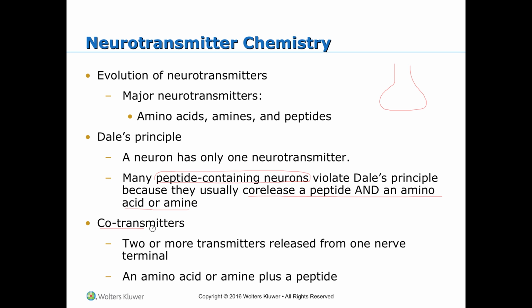Co-transmitters refer to two or more transmitters being released from one single nerve terminal. You can have an amino acid or amine plus a peptide, and that's usually the case. Another instance of co-transmitters is zinc, in glutamatergic neurons, which exist in the cortex. These are important particularly for learning and memory, but they are a combination of glutamate as a primary neurotransmitter and then the ion zinc being co-released with that glutamate.